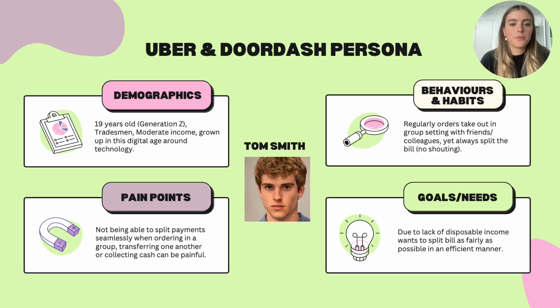My Uber and DoorDash persona is Tom Smith. He's 19 years old, Generation Z, a tradesman of moderate income and grown up in this digital age around technology. He regularly orders takeout in group settings with friends and colleagues, yet always splits the bill, no shouting. His pain points include not being able to split payments seamlessly when ordering in a group. Transferring one another or collecting cash can be painful. Due to lack of disposable income, he wants to split the bill as fairly as possible in an efficient manner.